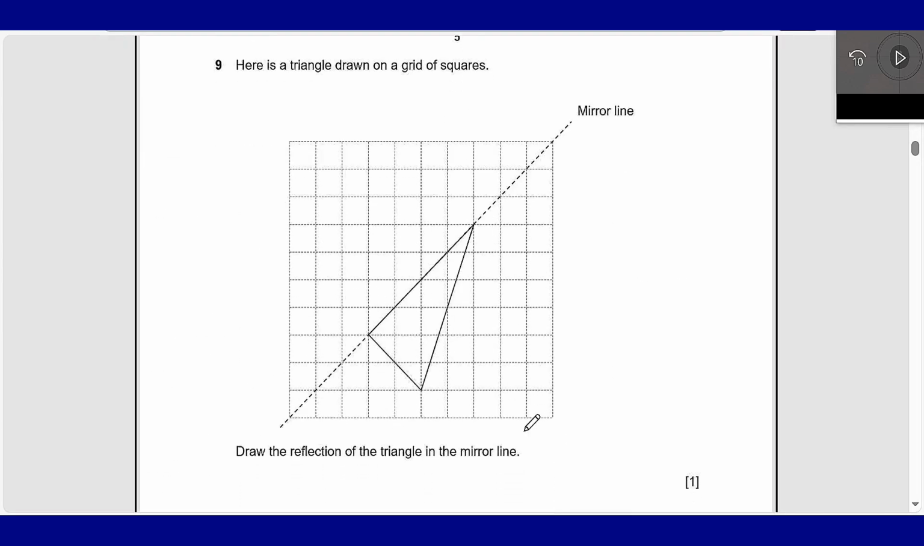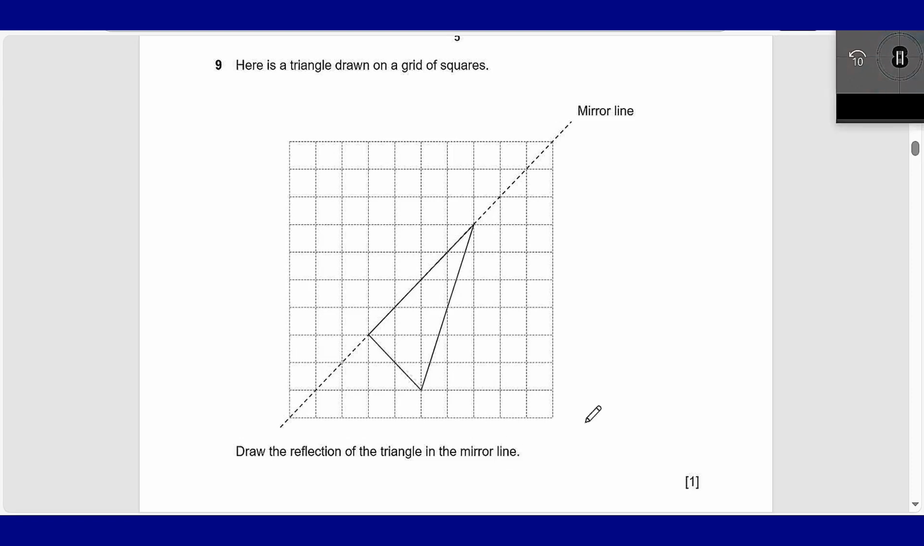Here we have a triangle drawn on a grid of squares. Draw the reflection of the triangle in the mirror line. For this question, it's good if you have this printout.